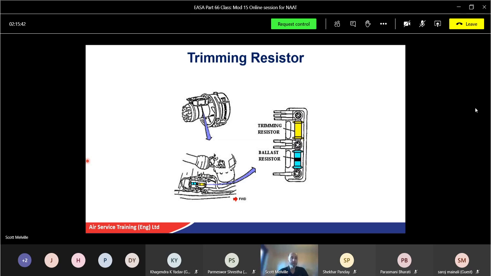Some of those thermocouples might be new. Some of the thermocouples might be old. So the resistance values in there will be different. So the trim resistors allow you to calibrate all the different components on the engine.